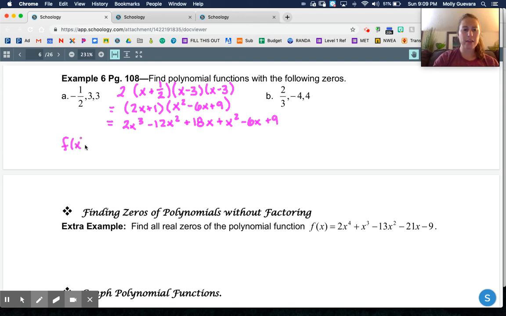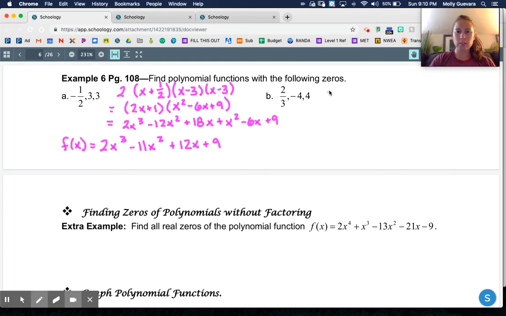So f of x equals, and I'm going to go through and combine like terms. So I have 2x cubed, minus 11x squared, plus 12x plus 9. So that is the polynomial function that has zeros negative 1/2, 3, and 3. So I want you guys to try part B. Go ahead and hit pause on the video, and then when you're done, go ahead and just hit play again.